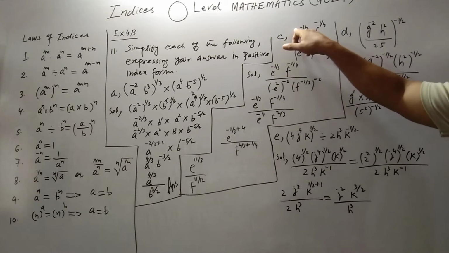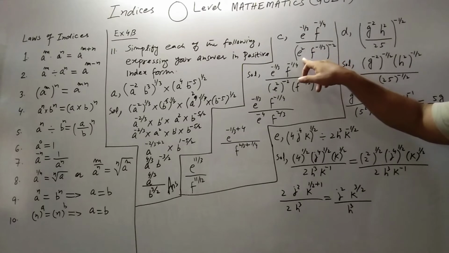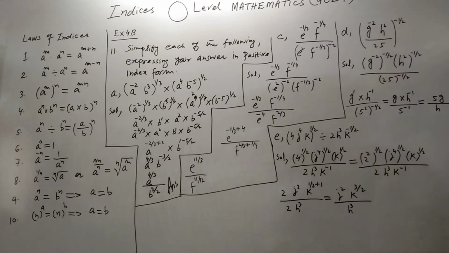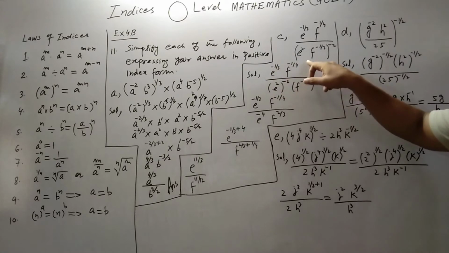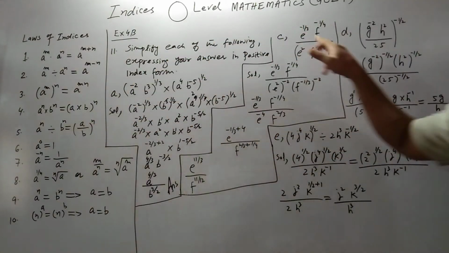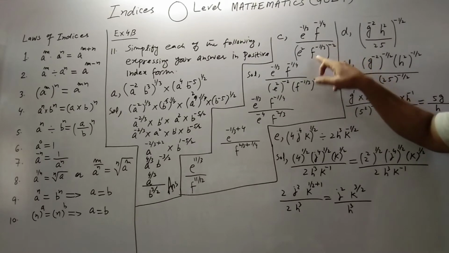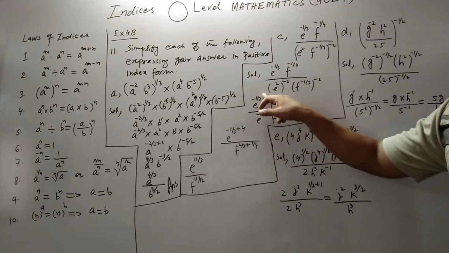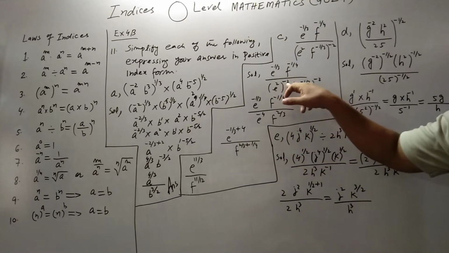Part C. e to the power minus 1 upon 3 f to the power minus 1 upon 4 upon e square f to the power minus 1 upon 3, and the whole power is minus 2. Solution: e to the power minus 1 upon 3 f to the power minus 1 upon 4, and again apply law number 4 on this bracket: apply this minus 2 on this e and this minus 2 on this f to the power minus 1 upon 3. The next step is e to the power minus 1 upon 3 f to the power minus 1 upon 4, same upon, power to the power is multiply.